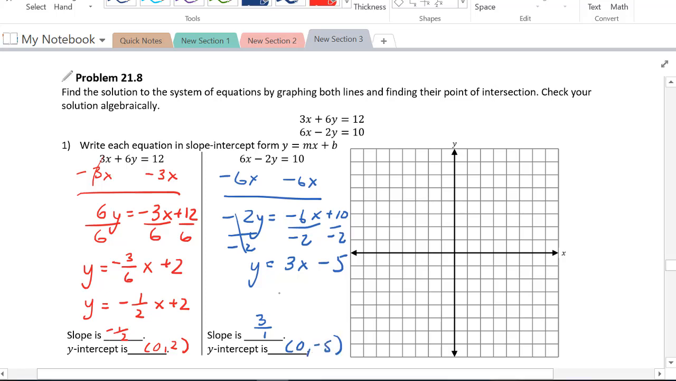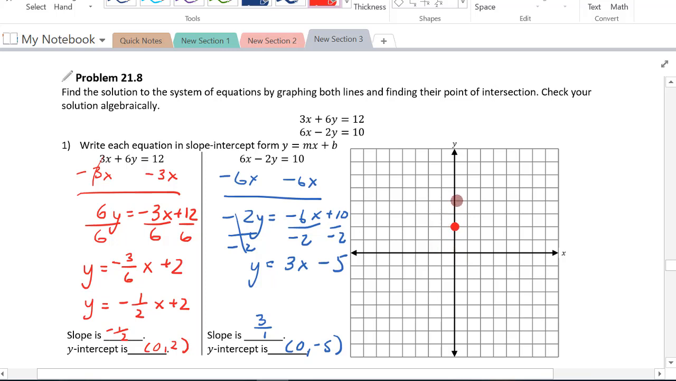Right? So now we're going to graph. All right, so first we're going to graph the first equation. So we have 0, 2. We're going to be 0 and then 1, 2. So that's the y-intercept for the first equation.